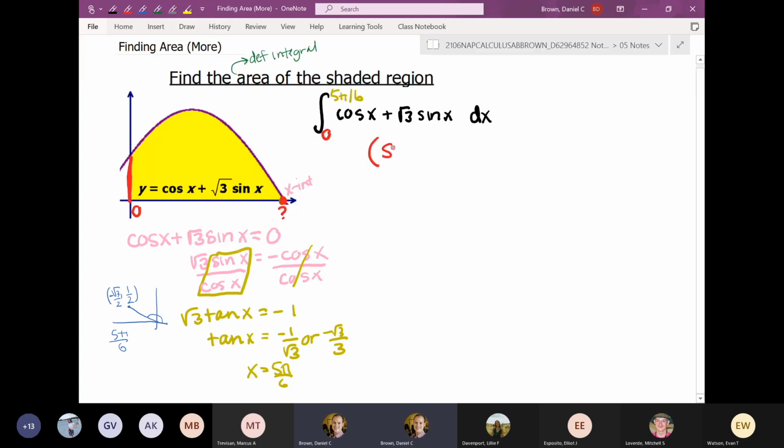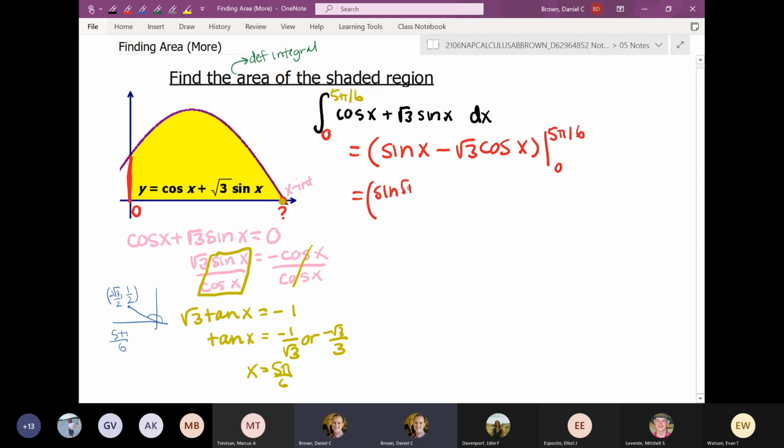The derivative of sine is cosine. The derivative of negative cosine would be positive sine. Square root of 3 is just a coefficient. And I have my numbers on that vertical bar to show that I still need to plug them in. And then we just plug it in. Always remember the order. Plug in the top minus plugging in the bottom.